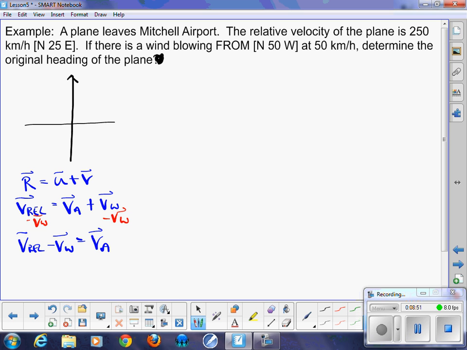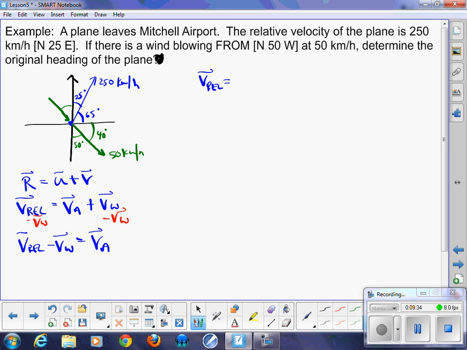So relative velocity is 250 north, 25 east. Please remember, you cannot use that angle. It has to be with the x-axis. So I think that would be 65. And that's the 250. Remember, wind, if you're standing at the origin, it's blowing in my face from north 50 west. So it's coming in like this, which means it's actually blowing over here. So there's the 50. So I'm going to use the 40 degrees, and it is magnitude of 50 kilometers an hour. Now we're all set. We'll use that stack notation.